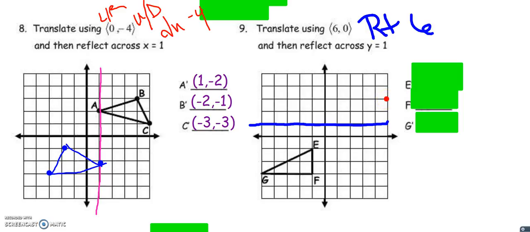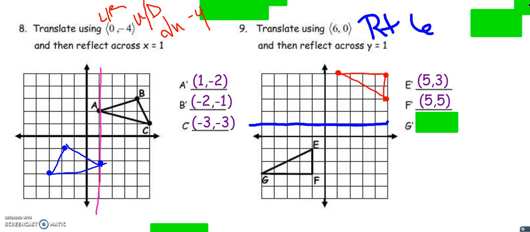F, you're going to go 1, 2, 3, 4, 5, 6, then 1, 2, 3, 4 to the line and 1, 2, 3, 4 past it. G, you're going to go 1, 2, 3, 4, 5, 6, then 1, 2, 3, 4 to the line and 1, 2, 3, 4 past it. Then you're ready to draw your lines. And your new coordinates, E is now at 5, 3. F is now at 5, 5. And G is now at 1, 5.